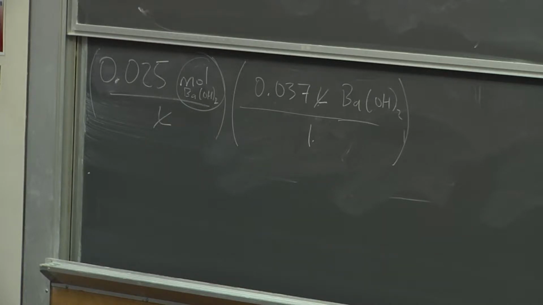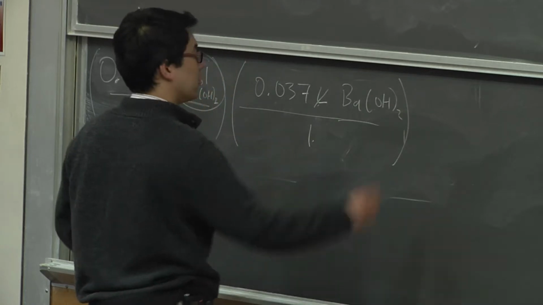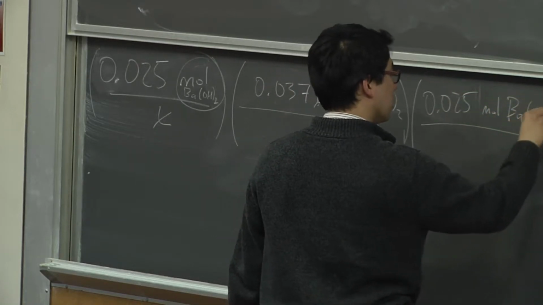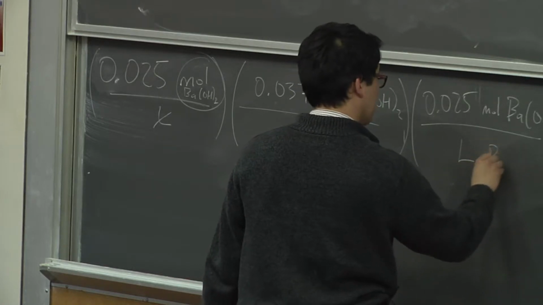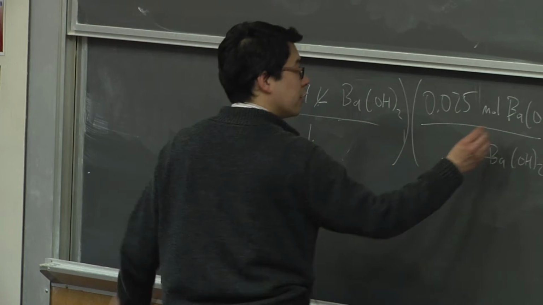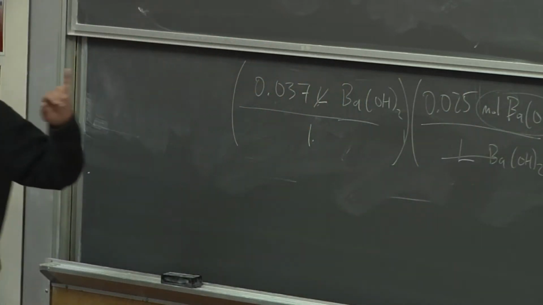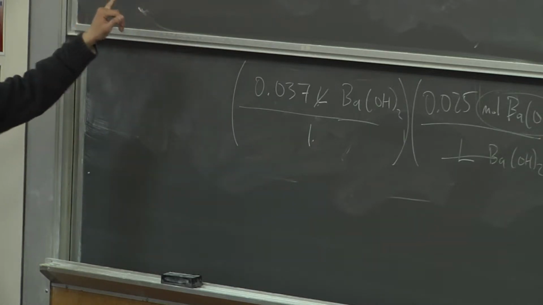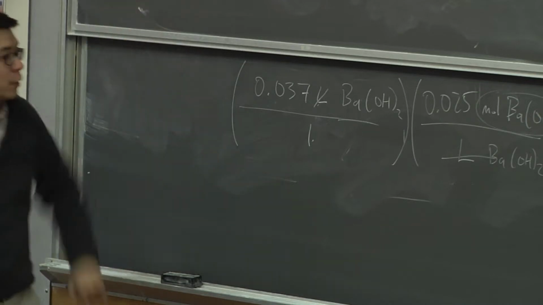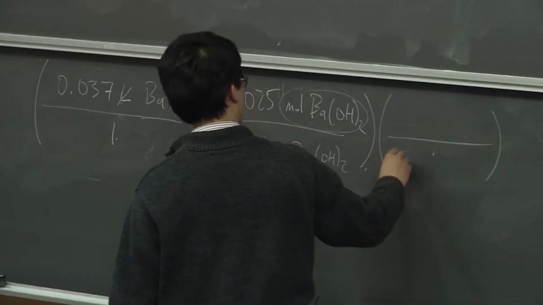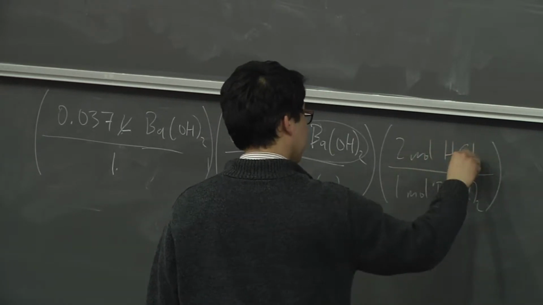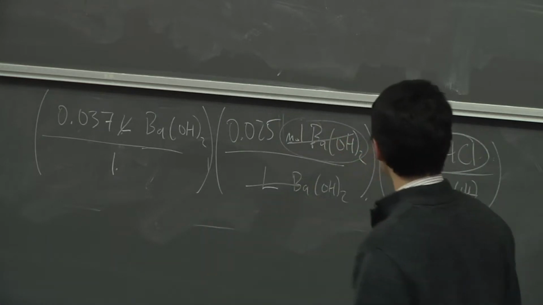If I wanted to do this instead, this is correct, but I'm going to write it out the other way. I'm going to write this first: 0.025 moles of BaOH2 divided by liters of BaOH2. I'm just changing the order of the multiplication. So the liters and the liters cancel, I get moles of BaOH2. Now what do I need to do? I need to look at my chemical reaction and think, okay, 1 BaOH2 reacts with how many HCl's? 2. I'm going to use my coefficients. So 1 mole of BaOH2 reacts with 2 moles of HCl. Moles of HCl.